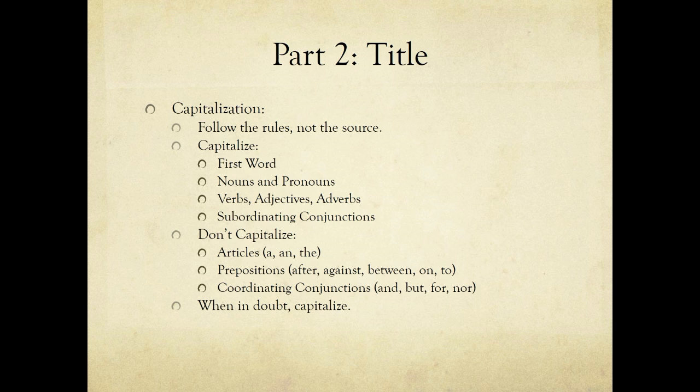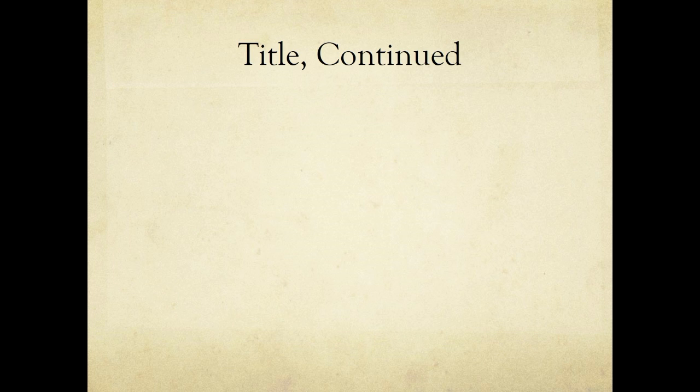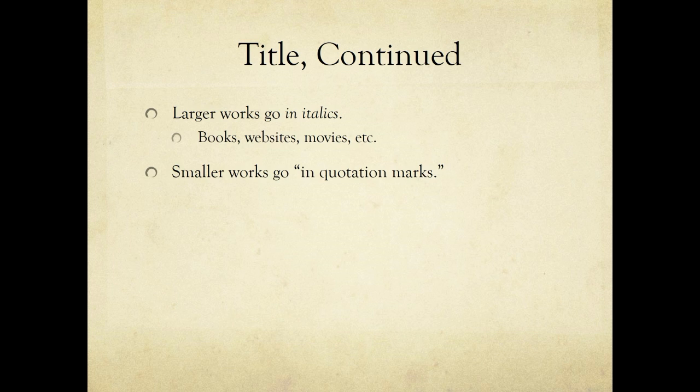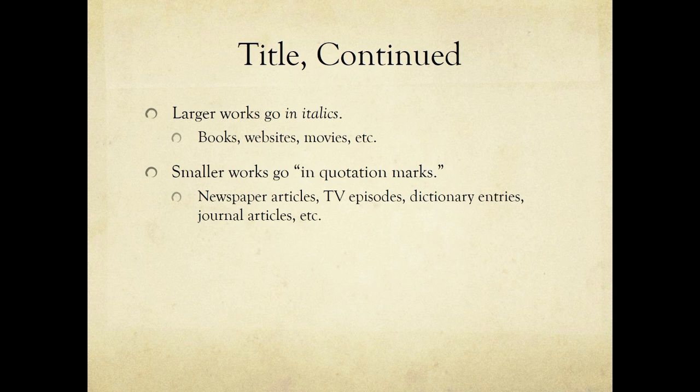Now, there's also a difference of formatting depending on what type of work it is. You want to put larger works in italics. These might be whole books, whole websites, entire movies, that sort of thing. They're all going to be larger works. You want to put their titles into italics. But if it's a smaller work, some work that's part of a series or is found inside of a book, you want to put those in quotation marks. That includes most things like newspaper articles, episodes in TV series, entries in dictionaries, titles of journal articles. These are all going to be in those quotation marks.